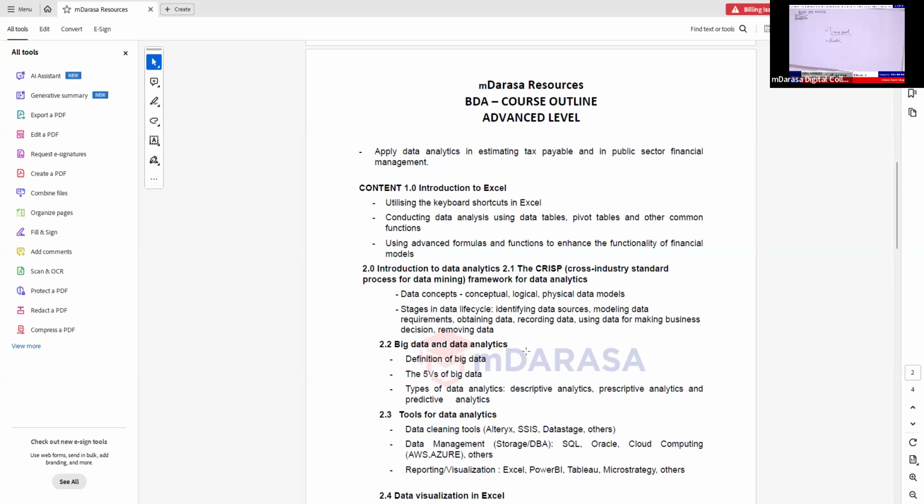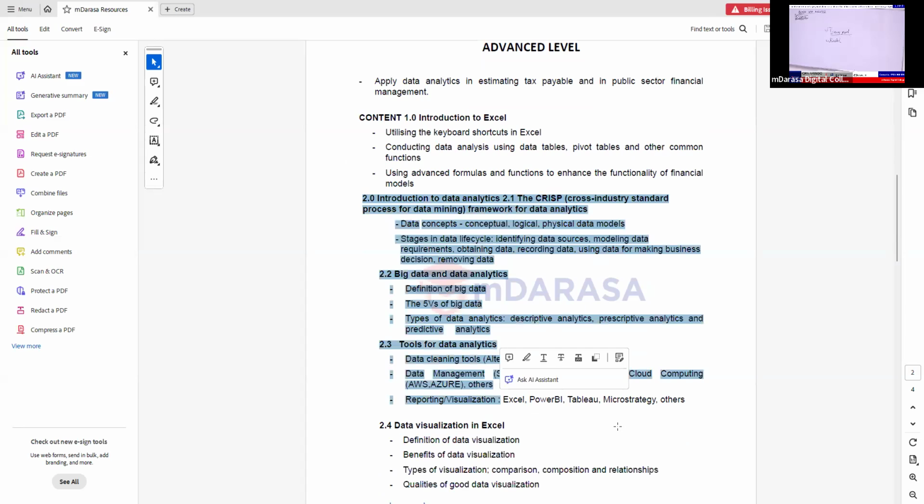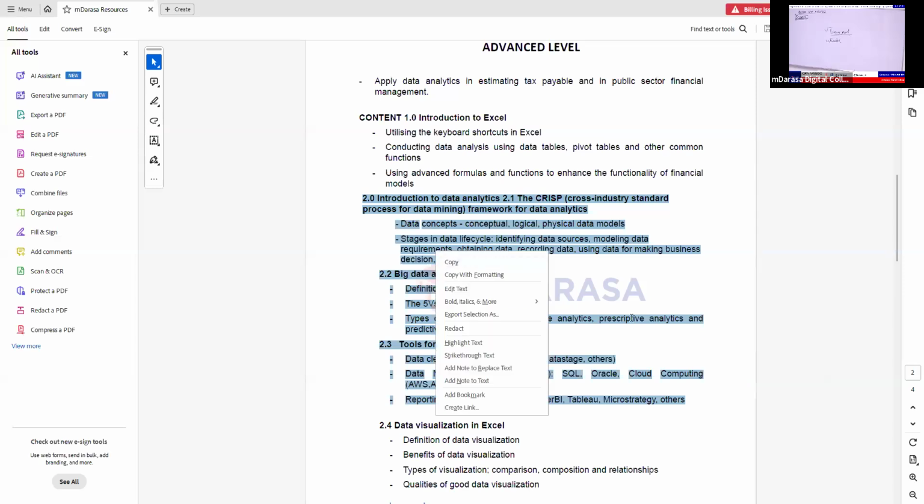Then in addition, a key element that will be required to understand here is topic number 2, which is all about introduction to data analytics. Most of the cases, this topic number 2 entails the theory part.